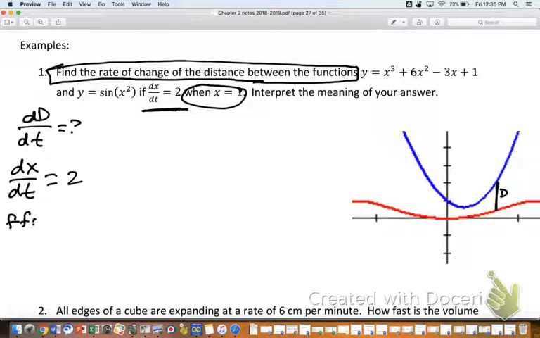So freeze frame moment when x equals 1. I think just about everybody I walked around to had something like that. Maybe some different letters, but we had those concepts down, so that's great. This next part sometimes is the challenge. I am not going to lie to you.